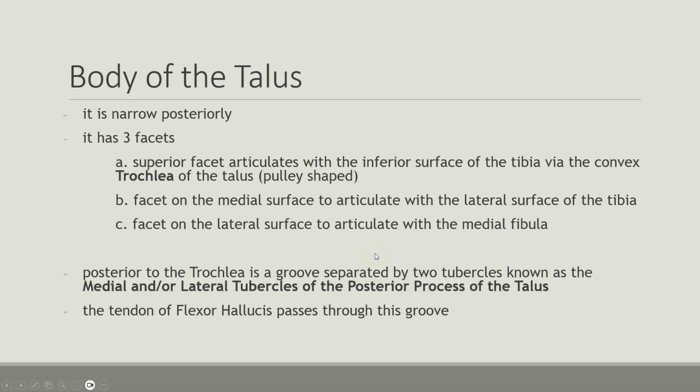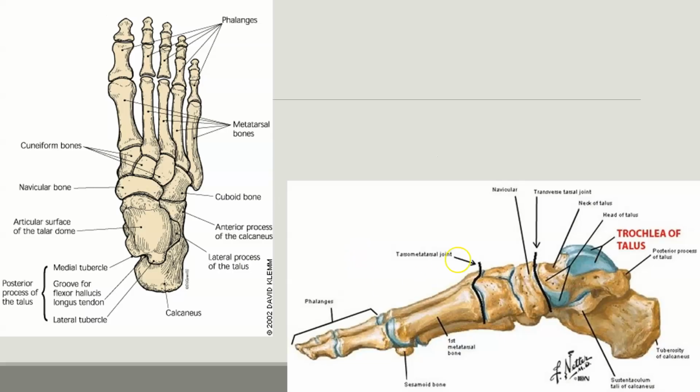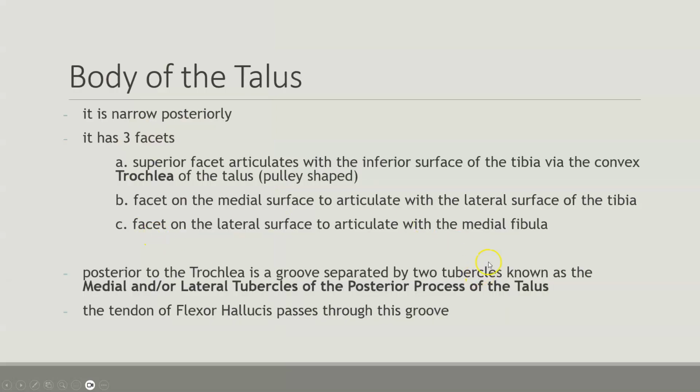It has a superior facet that articulates with the inferior surface of the tibia by the convex trochlea of the talus. So we can see here, this big articular part here is the trochlea of the talus at the top. And then we have the facet on the medial surface to articulate with the lateral surface of the tibia, and a facet on the lateral surface to articulate with the medial fibula.